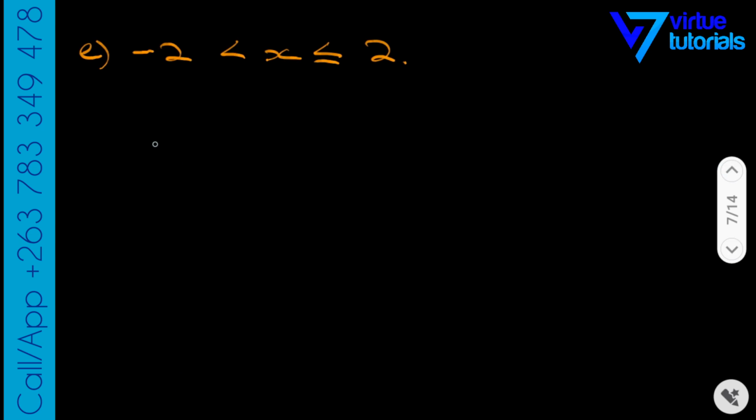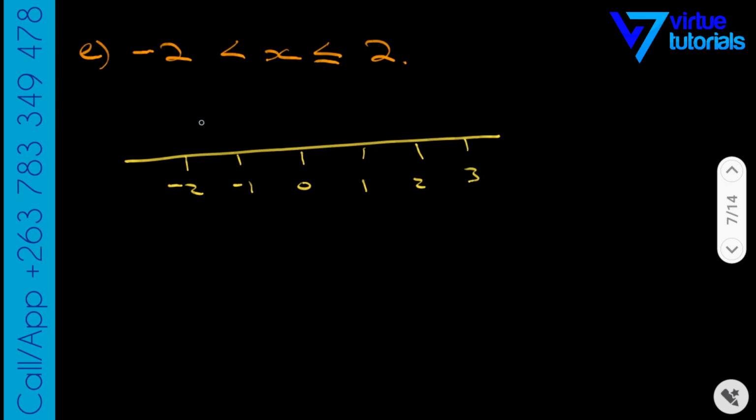Okay, finally we have minus 2 is less than x, which is less than or equal to 2. So minus 2, minus 1, 0, 1, 2, 3. I draw a circle there, and then I also draw a circle at 2. But at 2, because I have an or equal to, I shade that circle. And then I can join the two circles there. When I join the two circles, this is what represents that particular inequality.